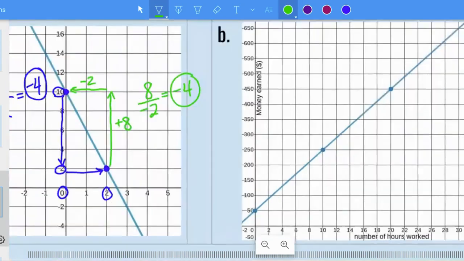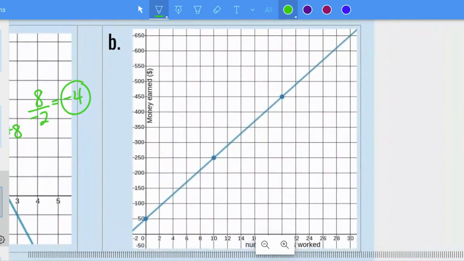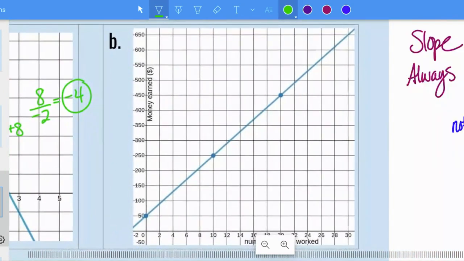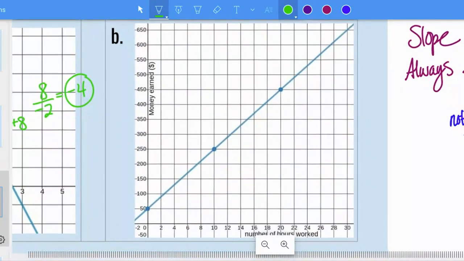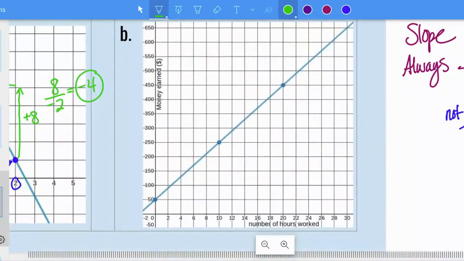Our second one, a little bit more of a real-world example, shows money earned compared to the number of hours worked. And it's given us a couple of points. I'm going to choose this one and this one. I'm going to find the rate of change between those two. And the rate of change is constant. That's what gives us our straight line. So it doesn't matter which 2 points we pick. We just need to find the ratio of rise to run.